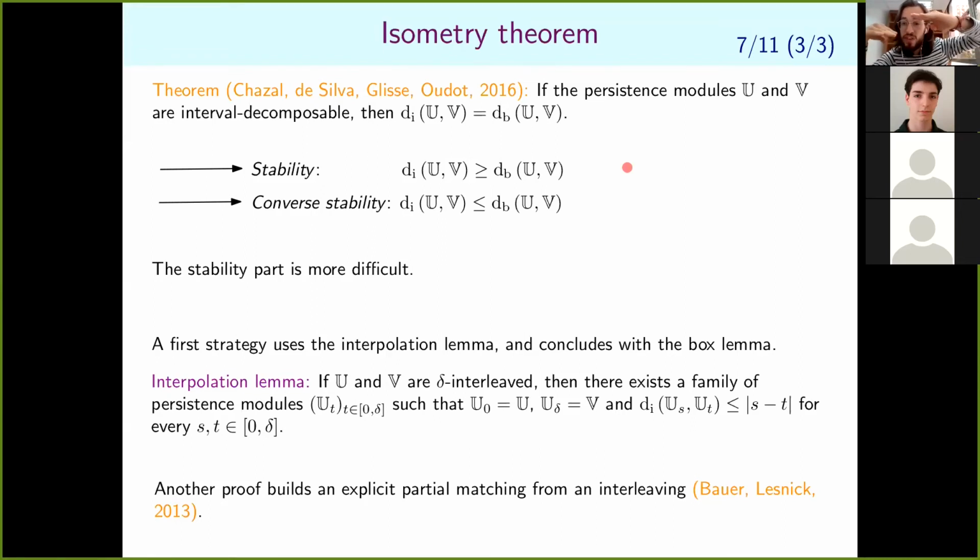if epsilon is really small, if your persistence modules are really close to each other in interleaving distance, then you can understand what happens between the barcodes. Because if you change a little bit a persistence module, in the barcodes the only thing you can change is moving a little bit the bars or creating small bars. In other words, if the persistence modules are close in interleaving distance, you know how to prove the stability, but even only for very small values.